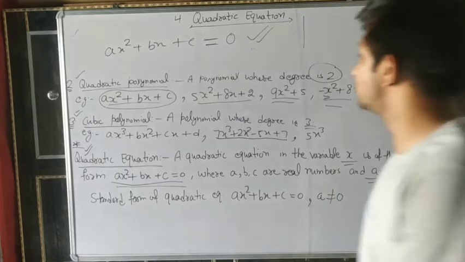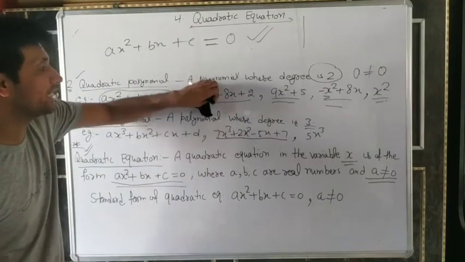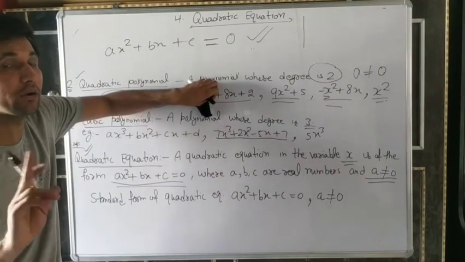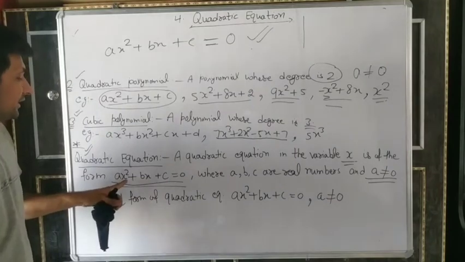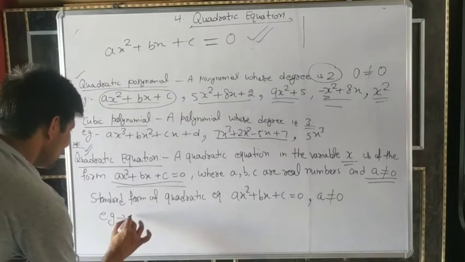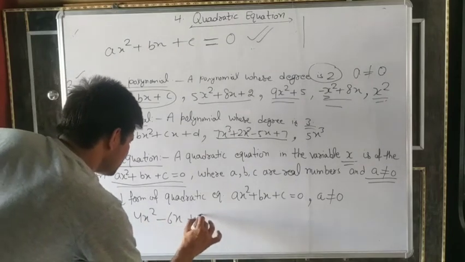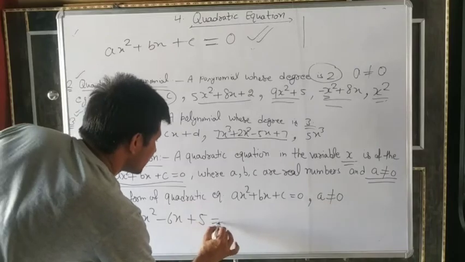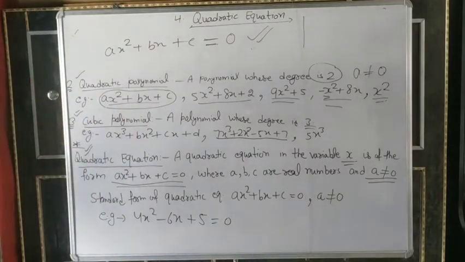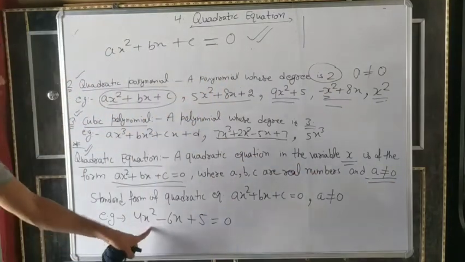0, because if here the coefficient of x square is 0, then it becomes a linear polynomial, not a quadratic polynomial. Same as it is ax square. So for example, you can write 4x square minus 6x plus 5, and always use the equal sign, equal to 0. Understand? So always remember a not equal to 0, because a is 0.